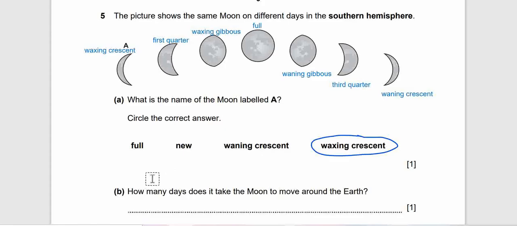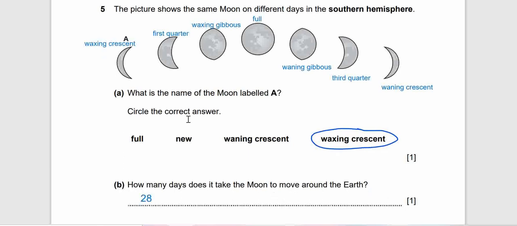Now we are in question B. How many days does it take the moon to move around the earth? 10 seconds. Alright, let's open up the answer, guys. Well, it's 28 days. That's the answer.